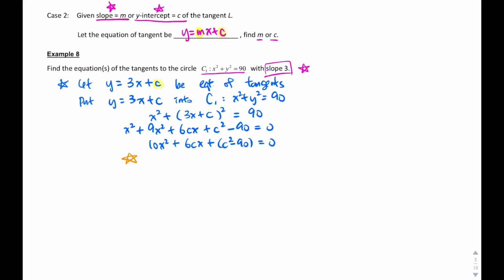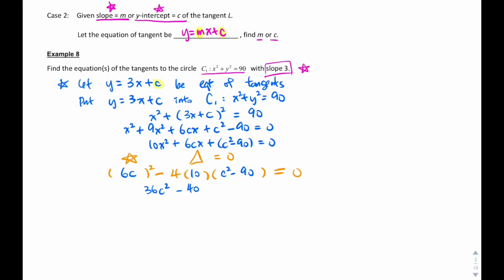You will have a quadratic equation in x. Because there is only one intersection between the tangent and the circle, the discriminant of this equation is equal to 0. So we have b squared minus 4ac equals 0. Then you have (6c) whole squared minus 4 times a times c equals 0.